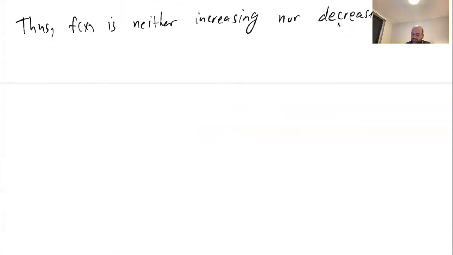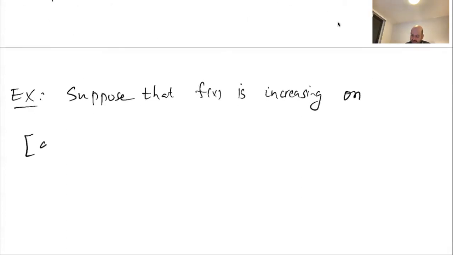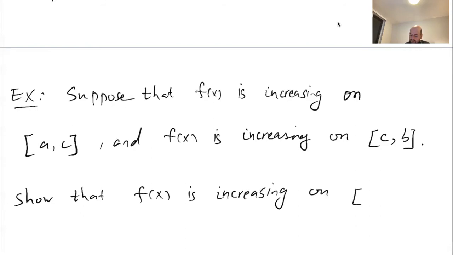All right, now the next example. Suppose that f of x is increasing on some interval, let's say on A to C, and f of x is increasing on another interval of the form, let's say C to B. Show that f of x is increasing on the interval A to B.